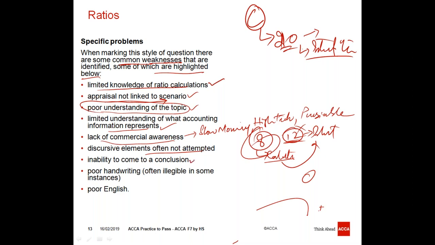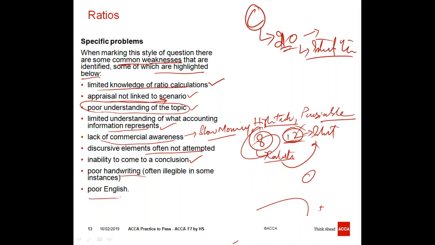Inability to come to a conclusion. There are some students who move around a single point all the time, and there is no solid conclusion. Poor handwriting, like you can see on the screen, this is called poor handwriting. But the ACCA tutor might be very happy now because all you need to do is to type it. Your handwriting will not be reflected in your examination from now.